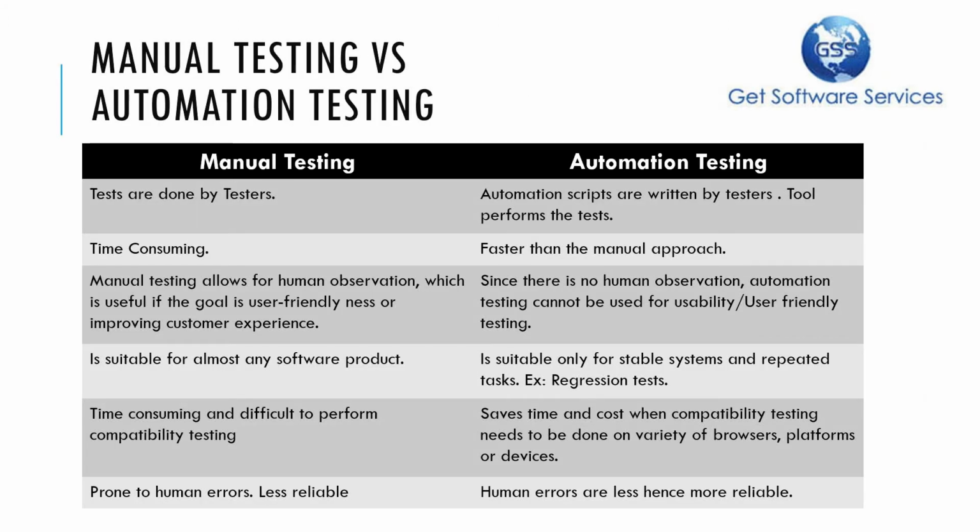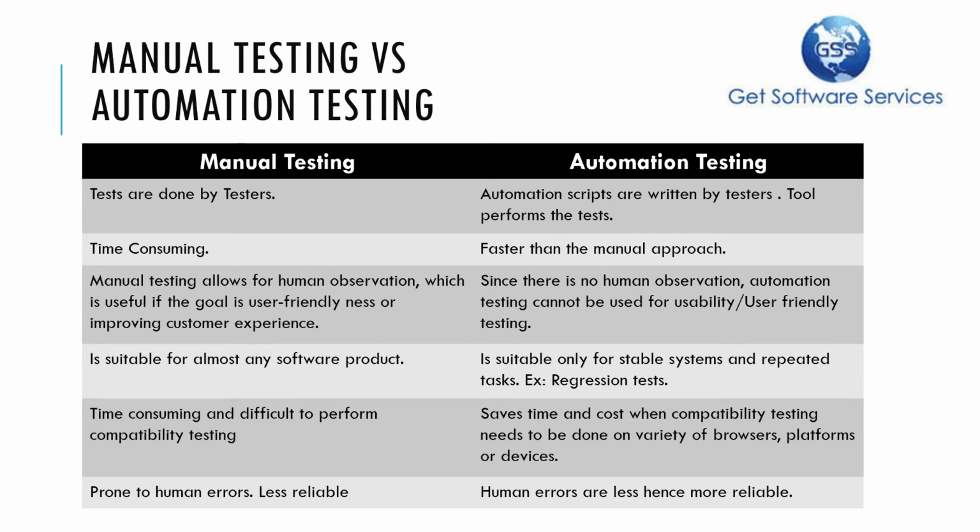Now let's understand the difference between manual testing and automation testing. They have their own advantages and disadvantages. Both are equally important. Manual testing is very much required because 100% automation is not possible. Automation testing, on the other hand, helps you in saving time and cost. So both are equally important in the software industry.